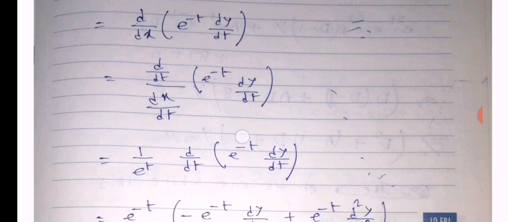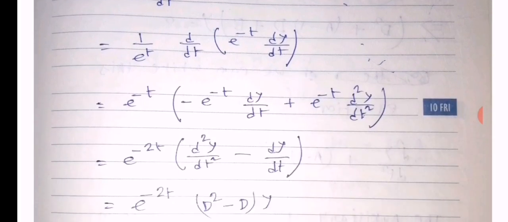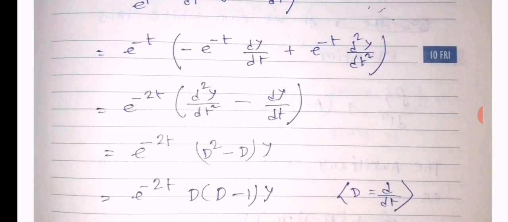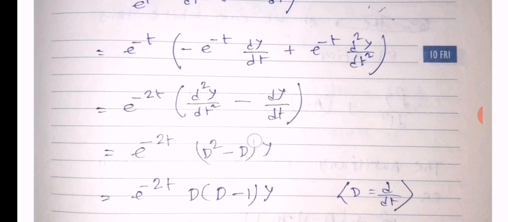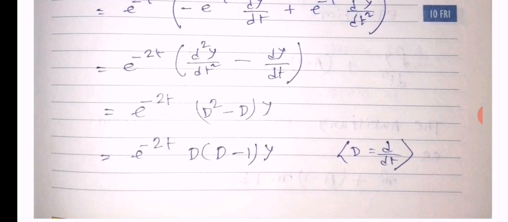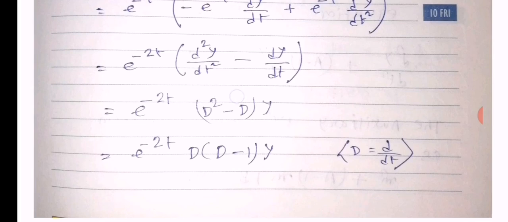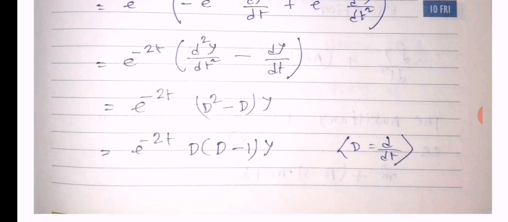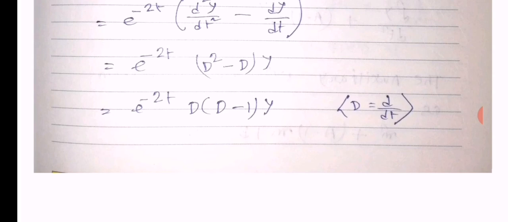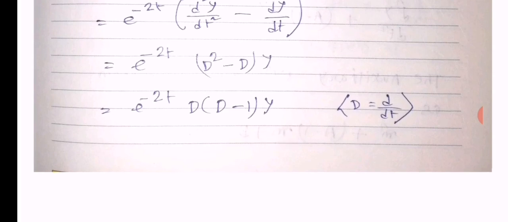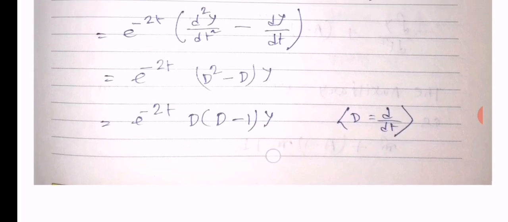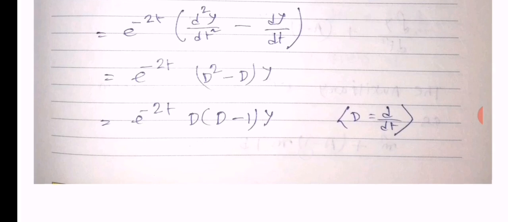Similarly, if we find y double dash, by a similar procedure, after calculating these steps, we will finally get e to the power minus 2t d2y by dt2 minus dy by dt. So we can write it as D square minus D, where D is d by dt. So if we put here, we will get D square minus D. So if we take D common, D minus 1 will remain. So e to the power minus 2t D into D minus 1 into y. So this is the procedure.